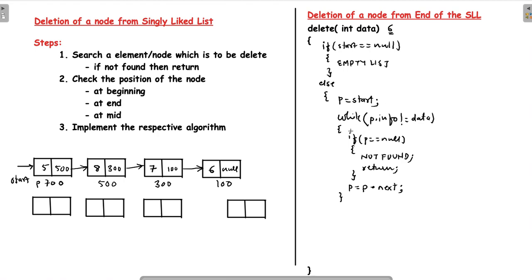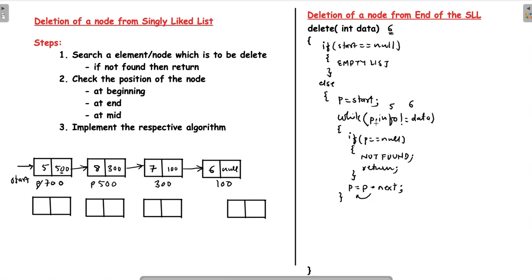Whenever you are at the starting point, you are checking the p's information, that is how much, it is 5. Okay, what is your data? It is 6. Is it a match? No. Whether p is null? No, p is not null because p is containing 700. So it will get out of it. P of next will be copied into p. So what is p of next? It is 500, that will be copied into p. So this becomes your p.